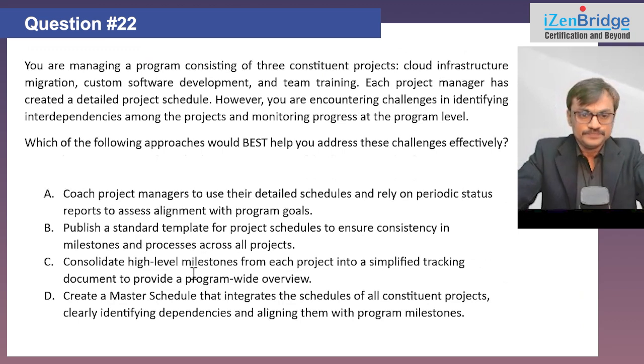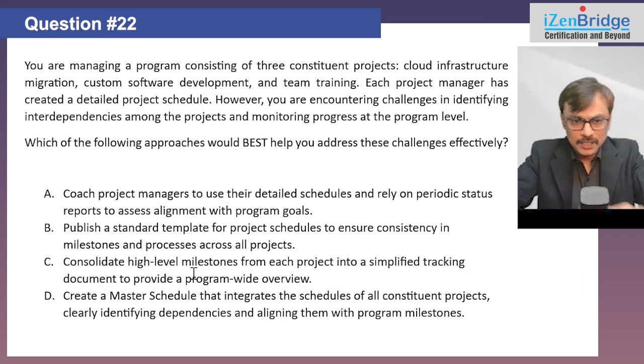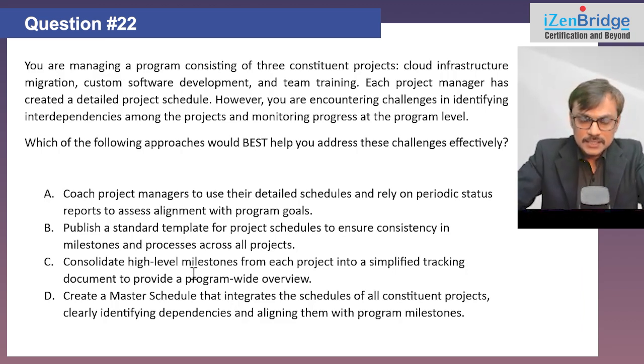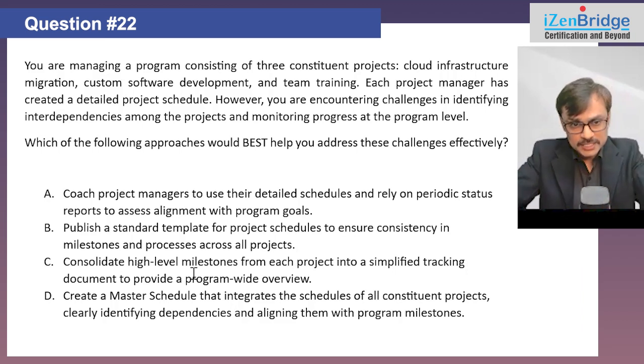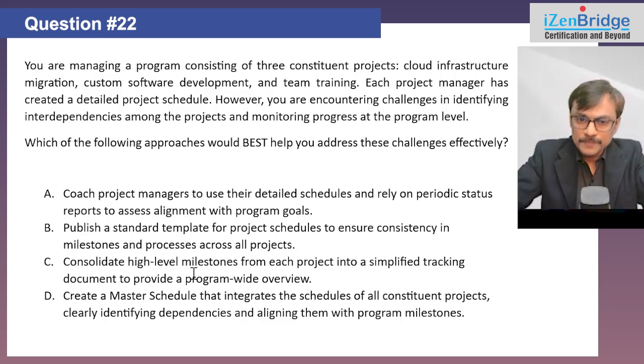Question number 22. You are managing a program that consists of three constituent projects: cloud infrastructure migration, custom software development, and team training. Each project manager has created a detailed project schedule. However, you are encountering a challenge in identifying interdependencies amongst the projects and monitoring progress at the program level. Okay, so we have three projects. They have detailed project schedules. I'm struggling with identifying overall dependencies and tracking the program level progress. So what should I do as a program manager? Which of the following approaches would best help you in addressing this particular situation? Let's see.